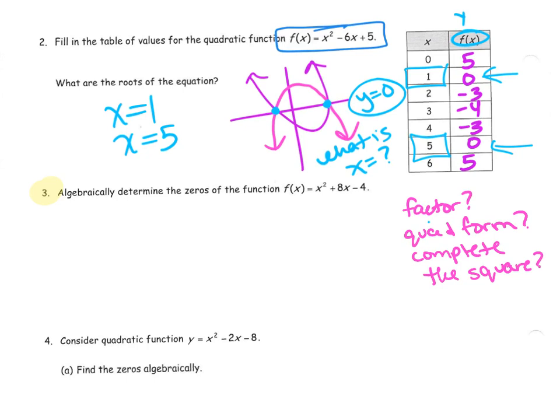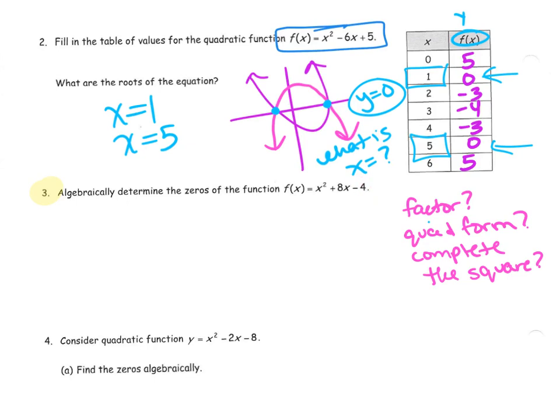So let's see, does this factor? Does anything multiply to -4 but adds to 8? Well, we have -2 times +2 is -4. I have -4 times +1. But no, those are never going to get me to +8. So I need to use the quadratic formula.